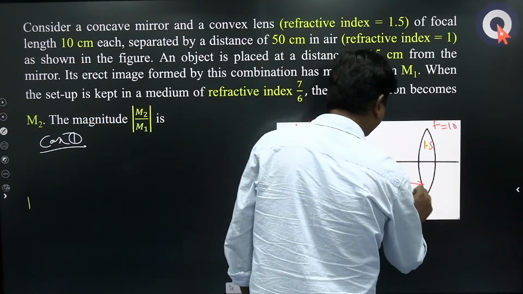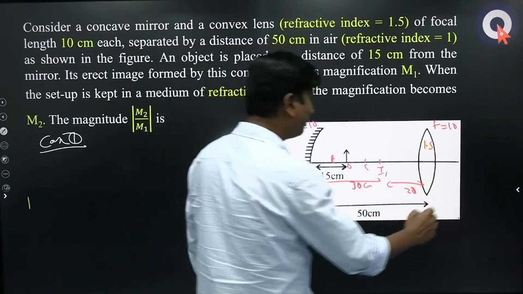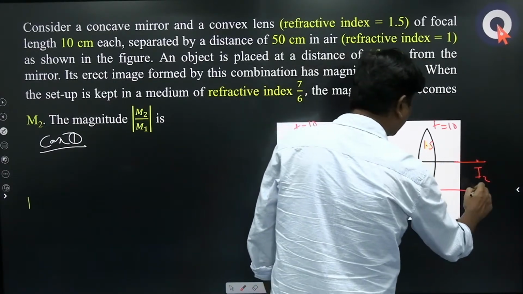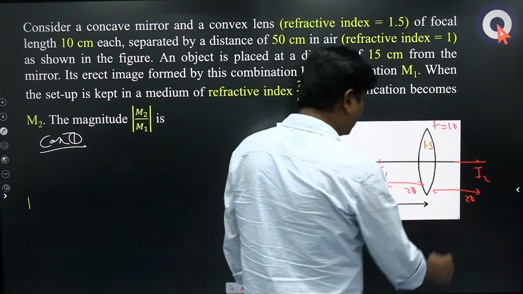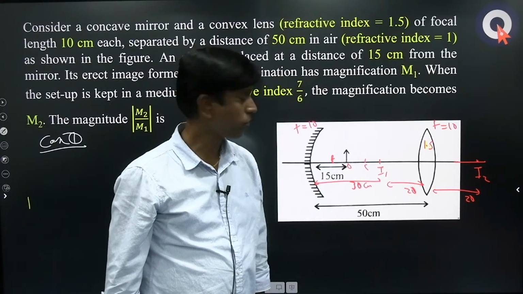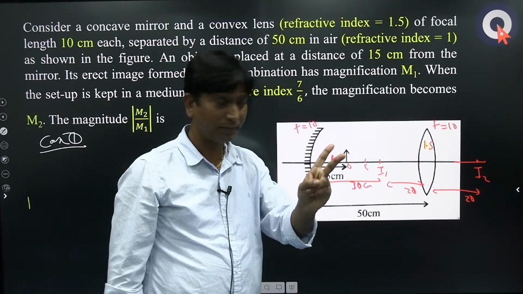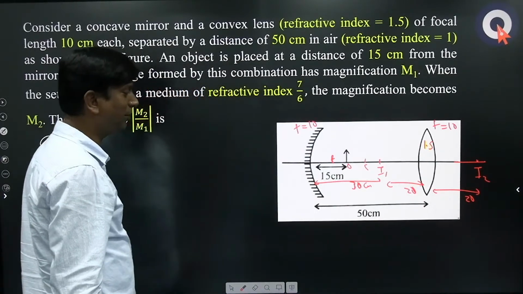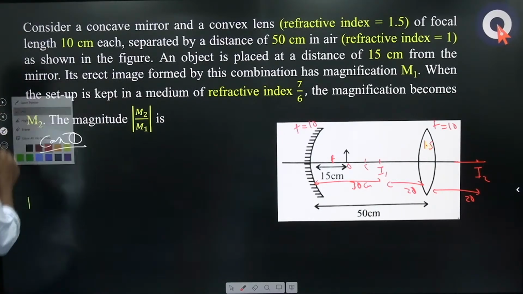And the remaining distance you will be getting as 20, and this 20 is such that 2f is 20. The final image will definitely be here at 2f, because when the object is kept at 2f, image is also at 2f, this also will get 20, right? So that means here to here anyway magnification is 1 only, and here to here for the mirror the magnification is 30 by 15, 2, and for the lens it is 20 and 20, so magnification is 1. So total magnification will be only the magnification of the mirror, which is 2. So that means your M1 is 2.